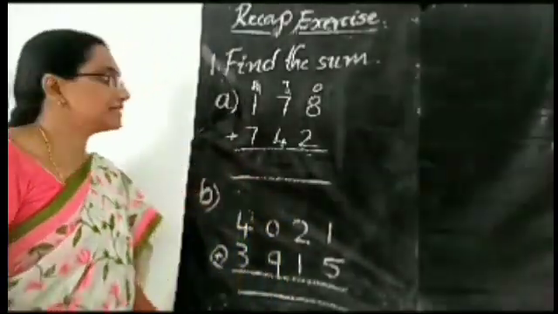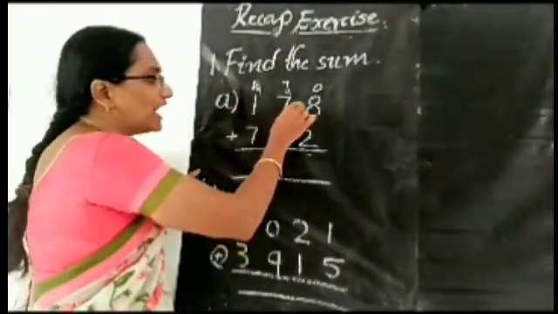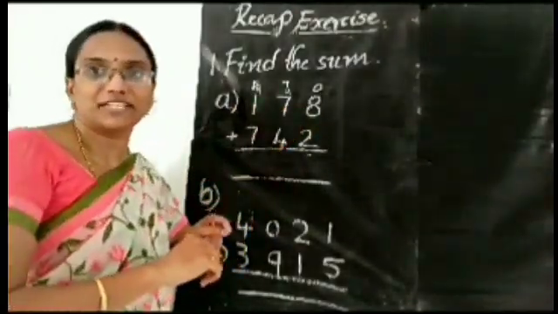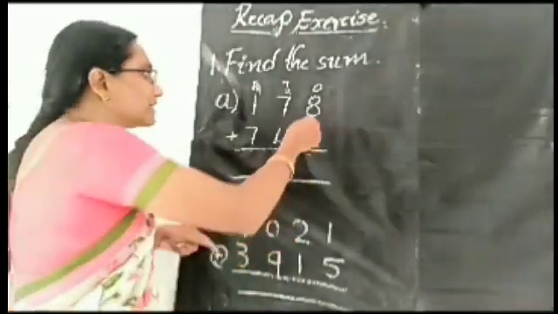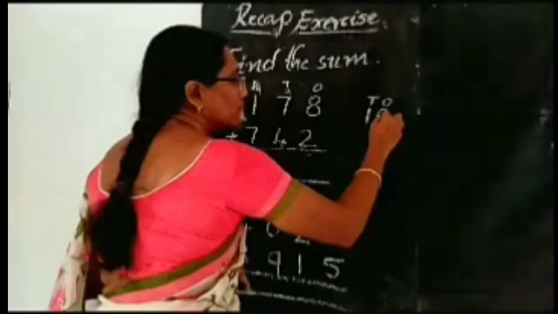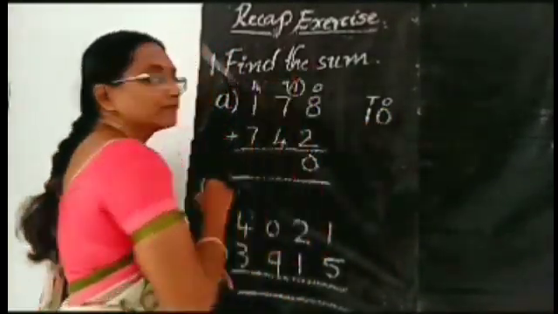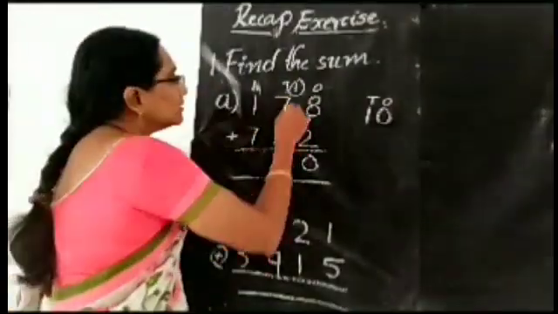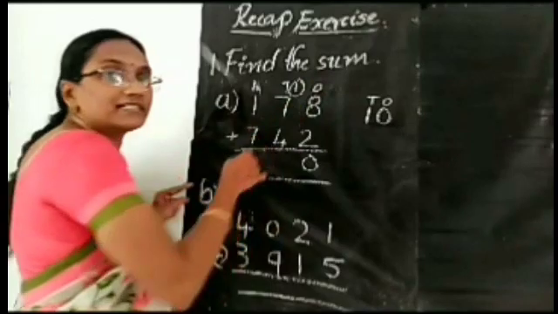In this, the first example is this one. We have to find the sum of 178 and 742. We'll start addition from the ones place. 8 plus 2 is 10, right? 0 in the ones place and 1 in the tens place here. Okay. Now come to the tens place. Add here, 1 plus 7 is 8.